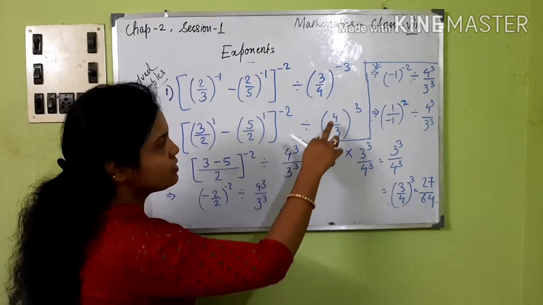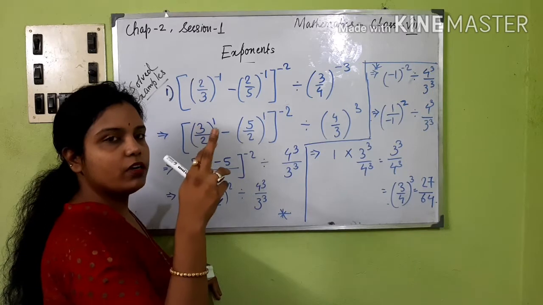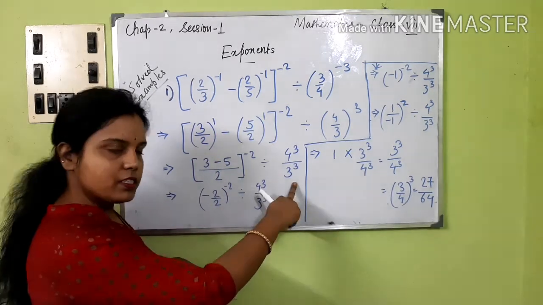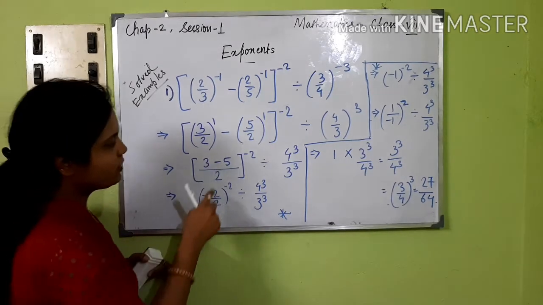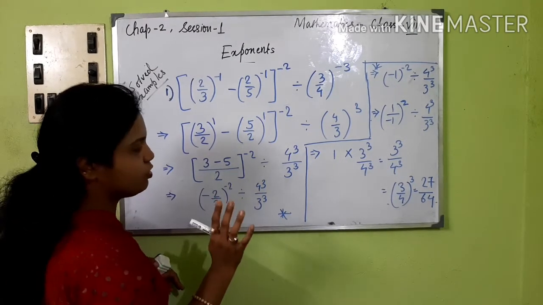This particular law is (a/b) whole to the power 3, that means a to the power 3 by b to the power 3. That's what I've written, right? Next, you're getting (−2/2) to the power −2, divided by 4 to the power 3 by 3 to the power 3.